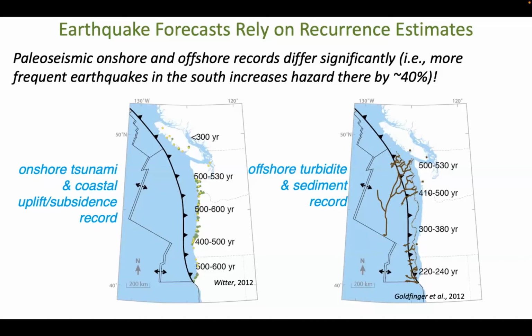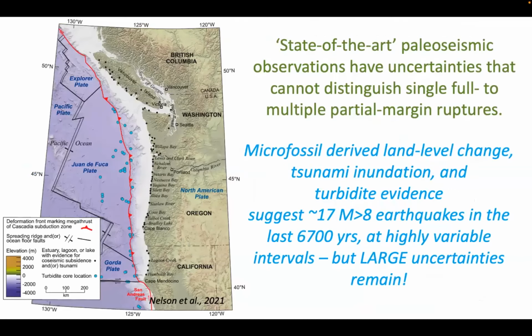So we've been tasked to sort this out. And despite having these great paleoseismic records, there's still more that could be learned. This just shows, again in another way, all the paleoseismic sites as dots, onshore in black and blue, offshore those are turbidites. We still cannot rule out the possibility that the last earthquake in 1700 was a single earthquake or potentially multiple sequential earthquakes.